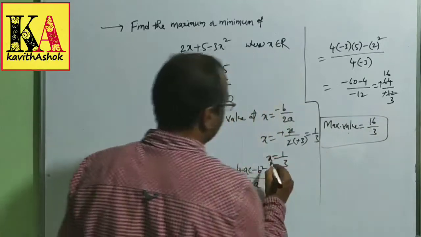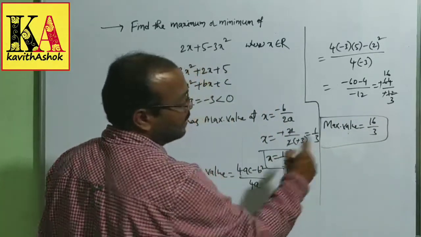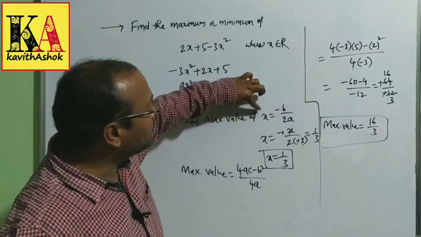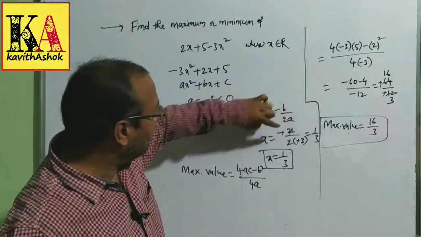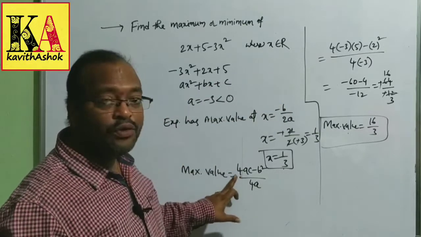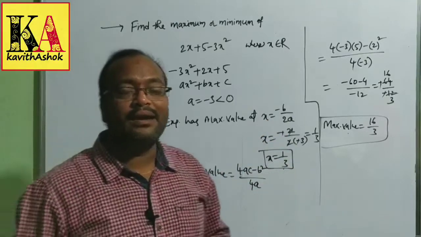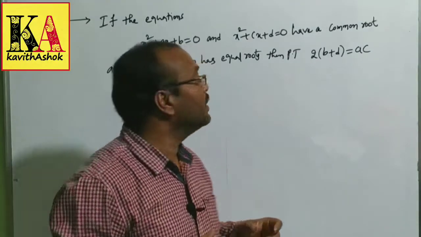Look here now. Maximum at x equal to 1 by 3 and the maximum value will be 16 by 3. We have to remember this formula. Maximum at x equal to minus b by 2a and maximum value will be (4ac minus b square) by 4a. So by using these formulas we can easily calculate the answer. Yes, look here, sir.